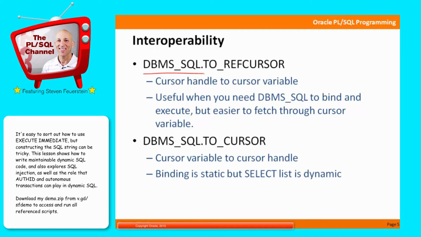So what Oracle has done with 11g is give you the ability to start with one. I can start with DBMS SQL, and then I could switch to cursor variables by converting my cursor handle to a cursor variable or a ref cursor type. And if I started with native dynamic SQL, I could switch to DBMS SQL by converting that cursor variable to a cursor handle. Now, the first, converting to a cursor variable, is useful when you need DBMS SQL to bind and execute, but easier to fetch through cursor variables.